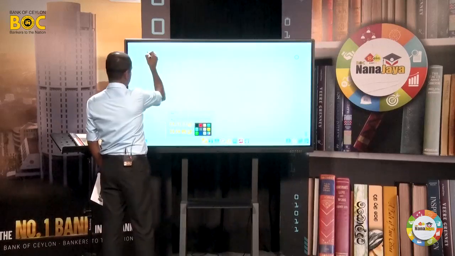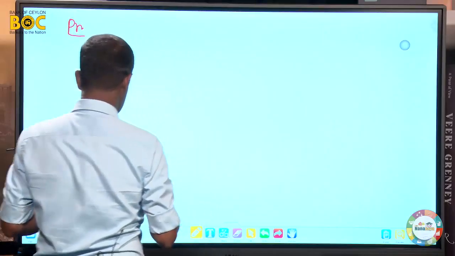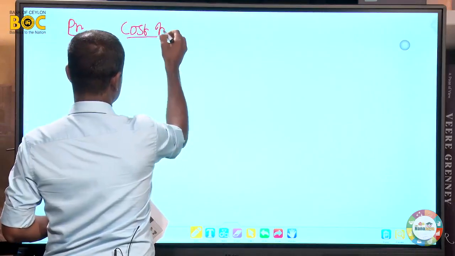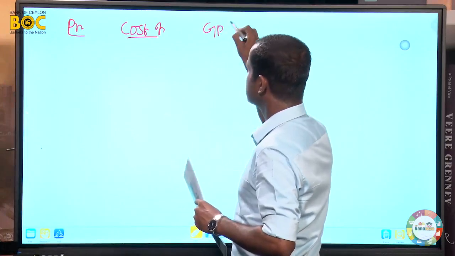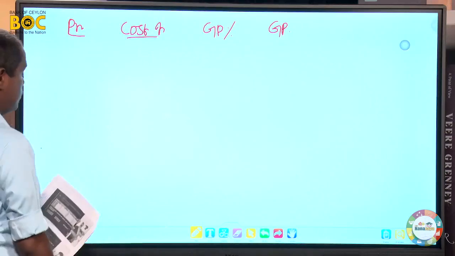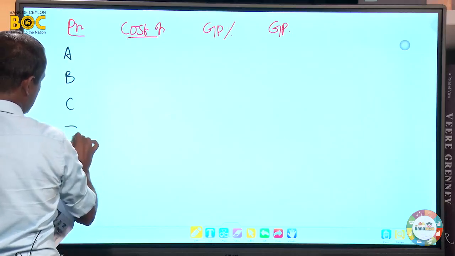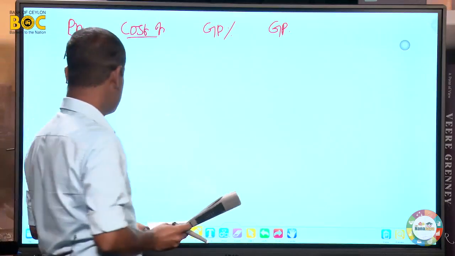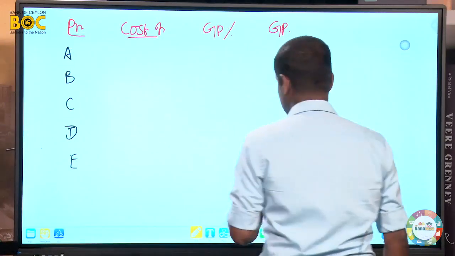You have 5 products: product A, product B, C, D, and E. Then you can calculate cost of sales. If the gross profit percentage is given, you can calculate the gross profit value.